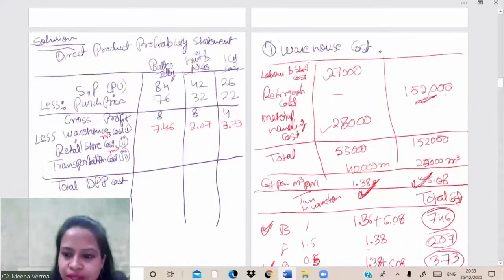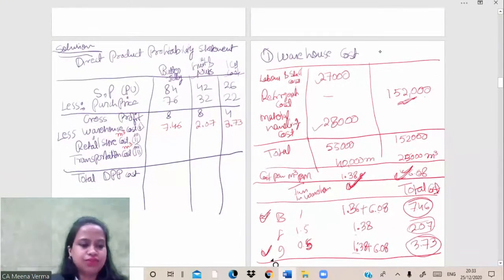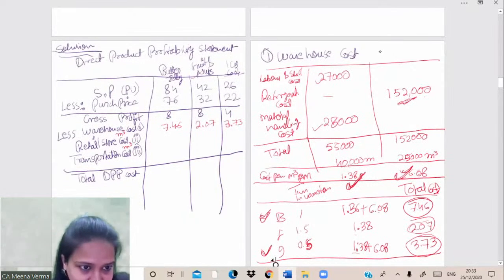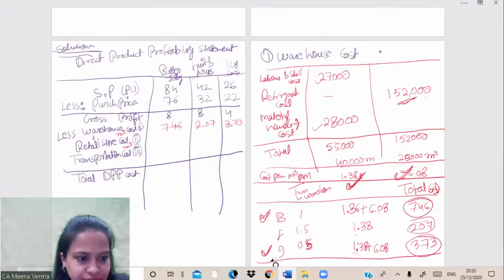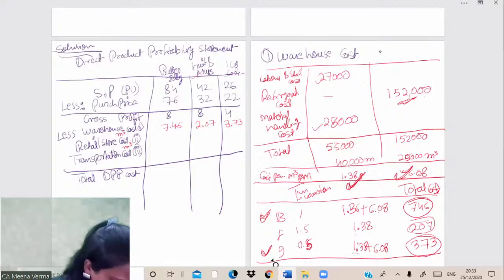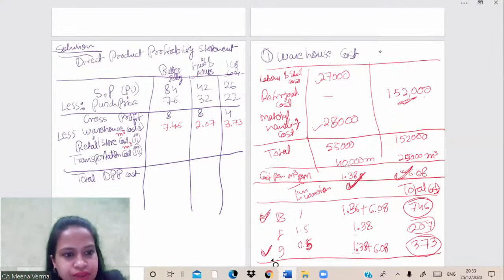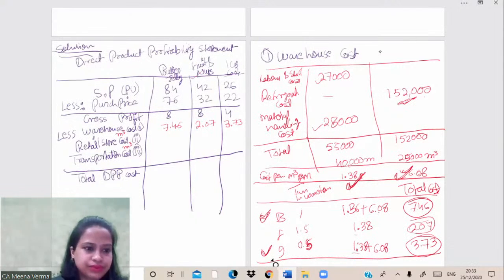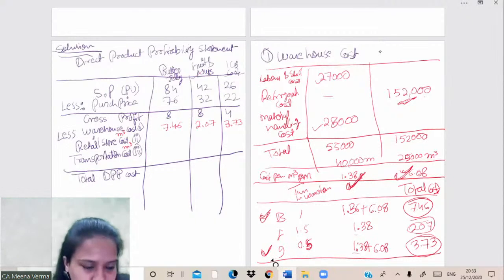I hope up to this point everything is clear. In case you have any doubt, you can ask me. Then we will consider the retail store cost. Any doubt? No doubt? Okay, you have a doubt, Ambika.